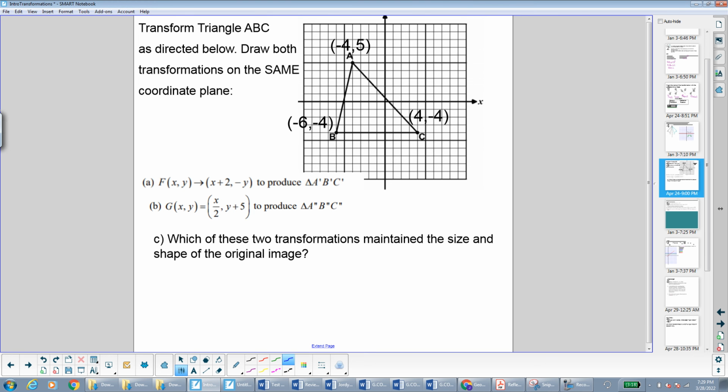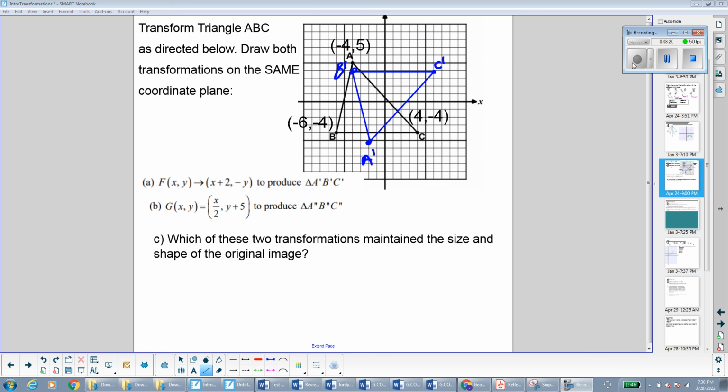So take a second, pause the video, and do the transformation. For each of the points, take the x coordinate and add 2 to it. And for each of the y coordinates, just make it negative instead of what it is. So change the sign from what it is to the opposite sign. Here is the image of triangle ABC under the transformation x plus 2, negative y.